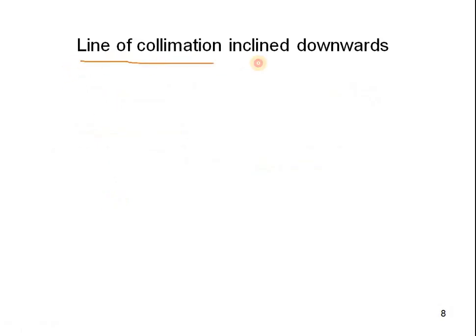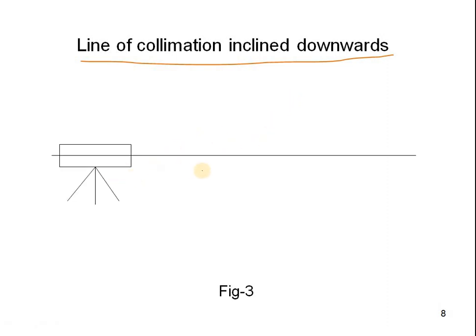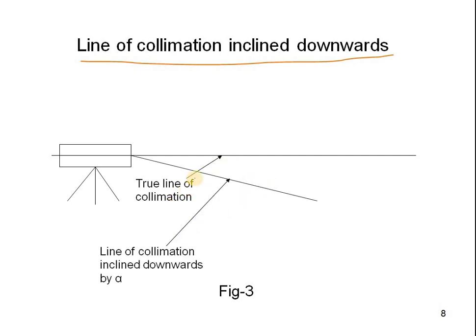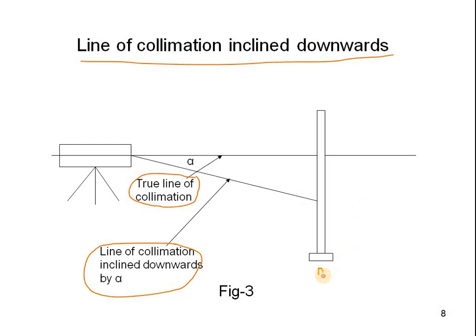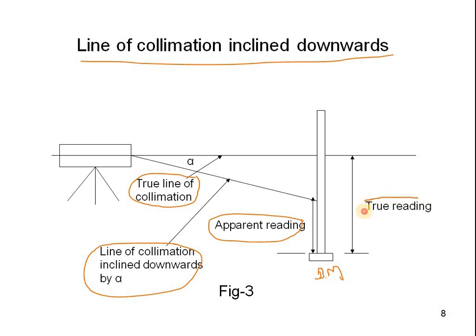Next one is the line of collimation inclined downwards. So now it is inclined downwards. Previously we have seen upwards, now downwards. The instrument is fixed, and the line of collimation is now downwards. We are getting the true line of collimation, and the line of collimation is inclined downwards by alpha. Here are the benchmark and the leveling staff. Now this portion is called the apparent reading, and this portion is called the true reading.